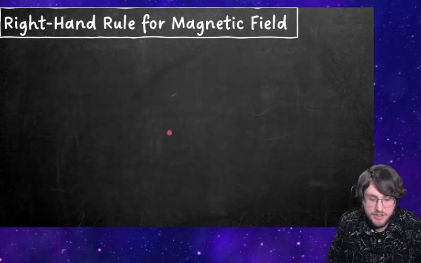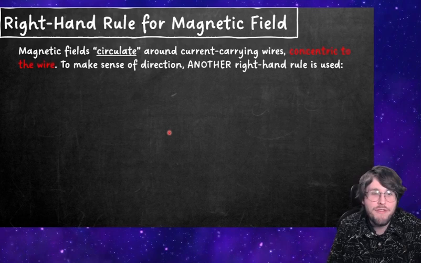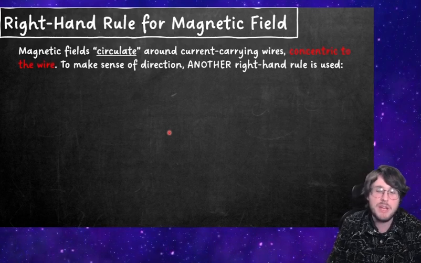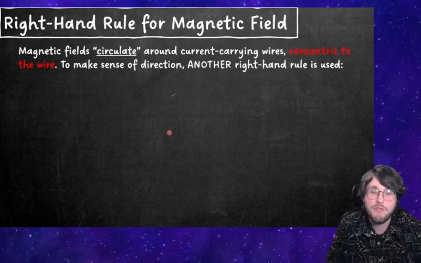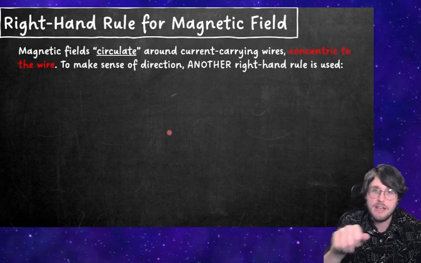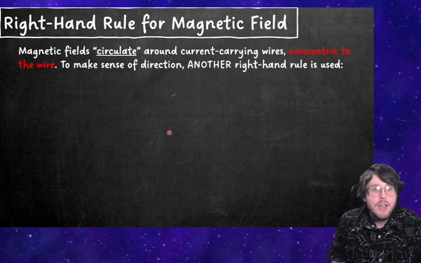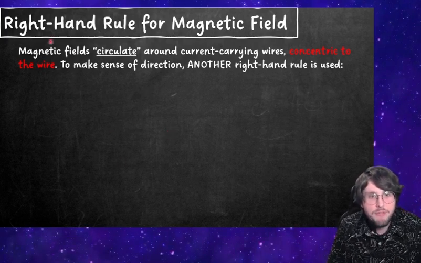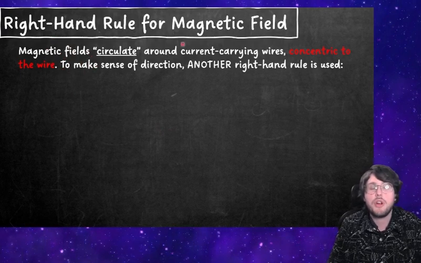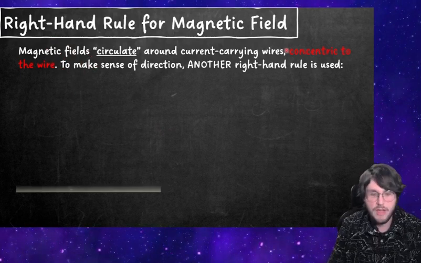So all of this led to, funnily enough, another right-hand rule that we could use to make sense of the fields that were being generated by a wire in any given orientation. So the main thing is that magnetic fields seem to circulate around current-carrying wires concentric to that wire.